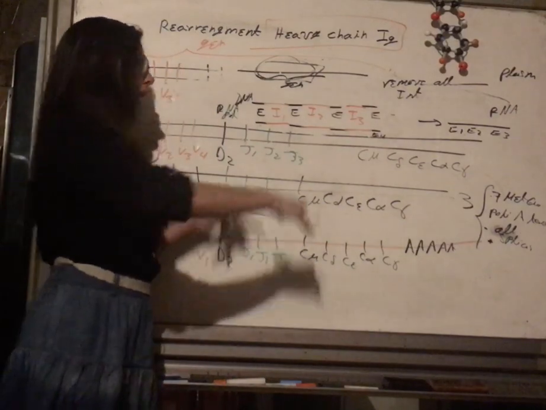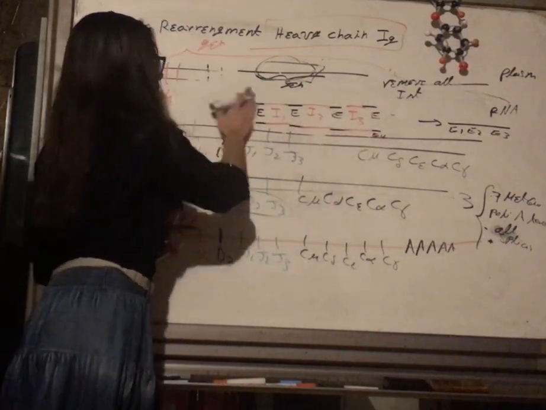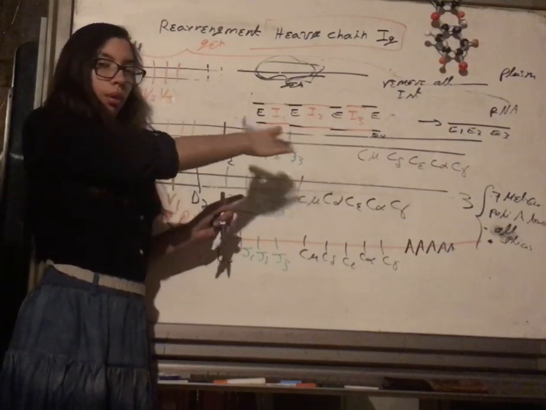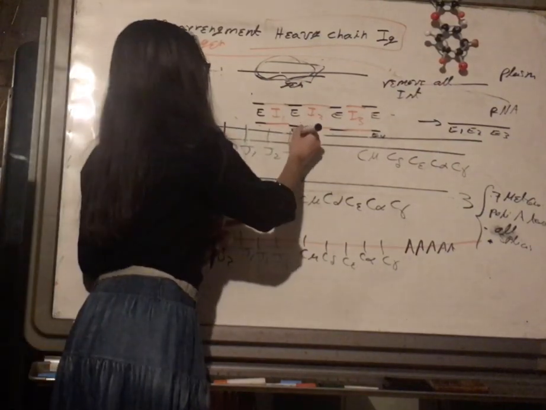Let's do another variant. In this same RNA, we could take, again, as always, take away all the introns, but we could take away, let's see, exon 2.